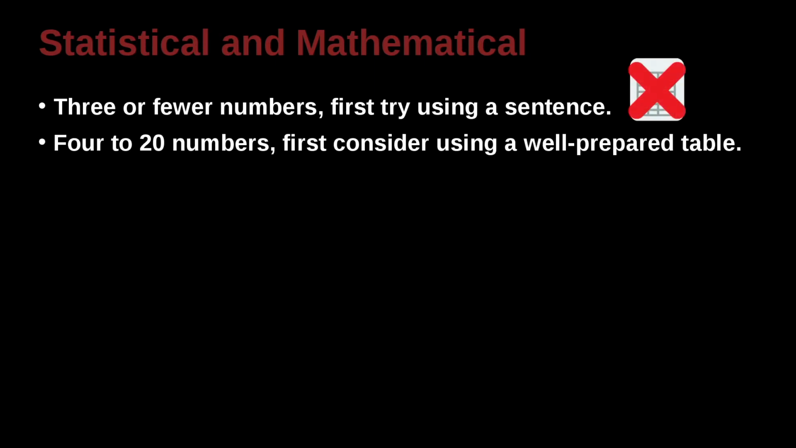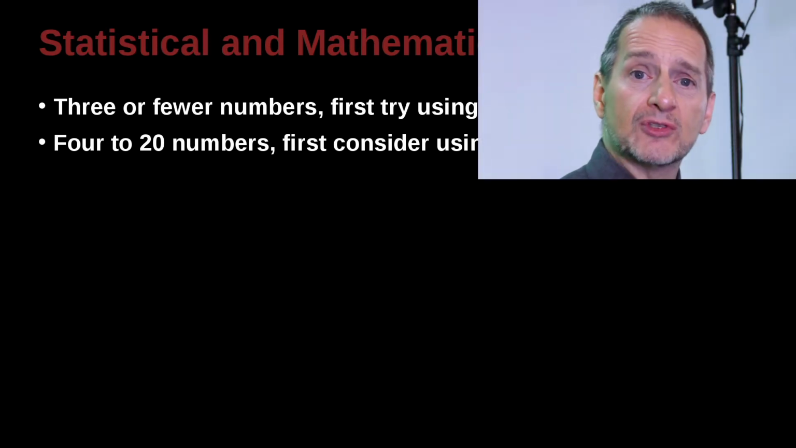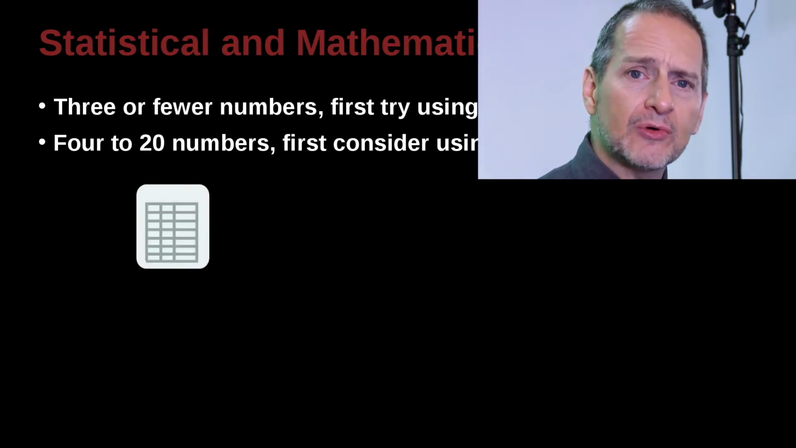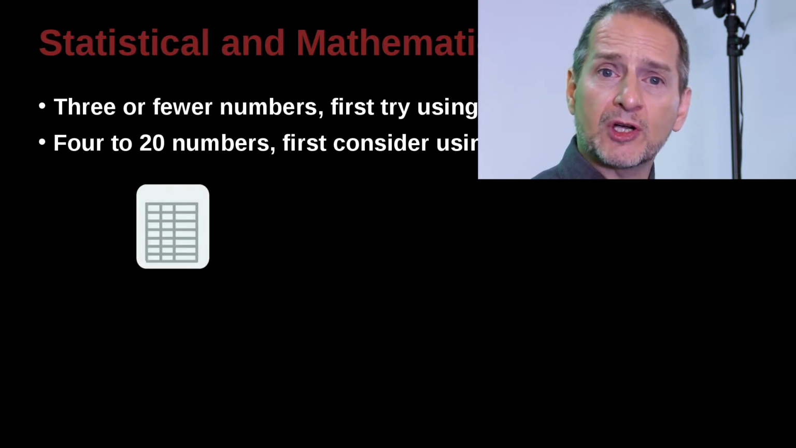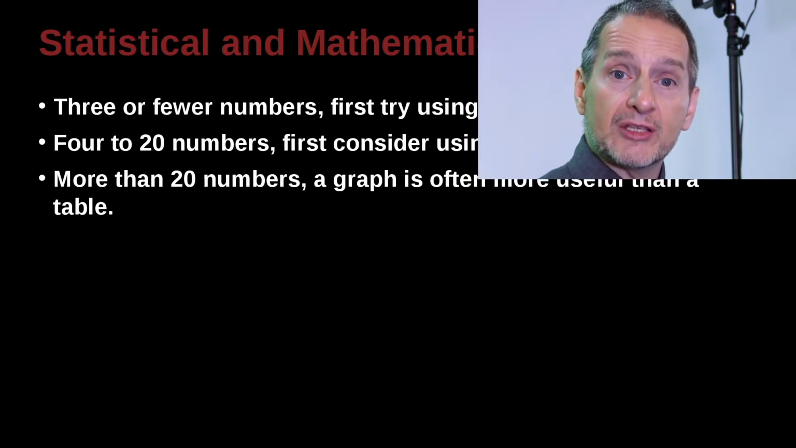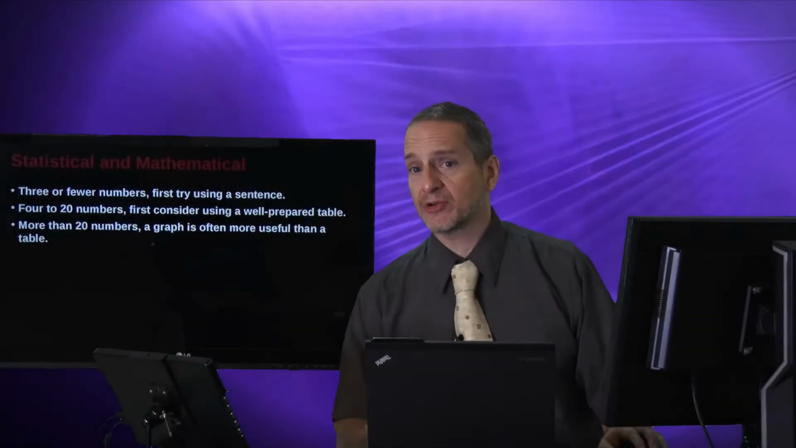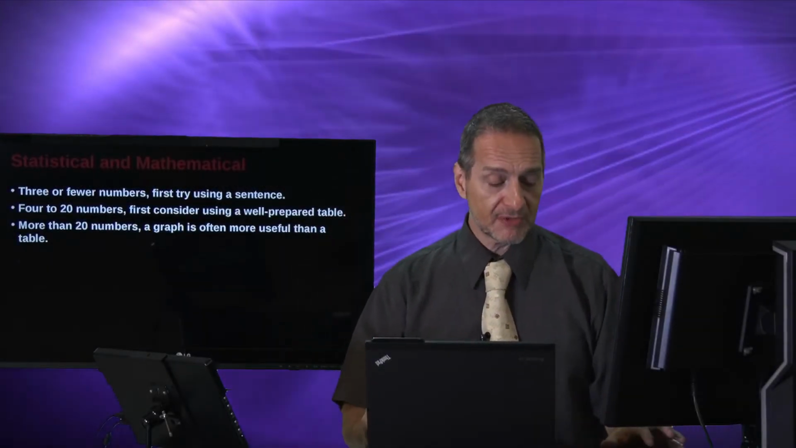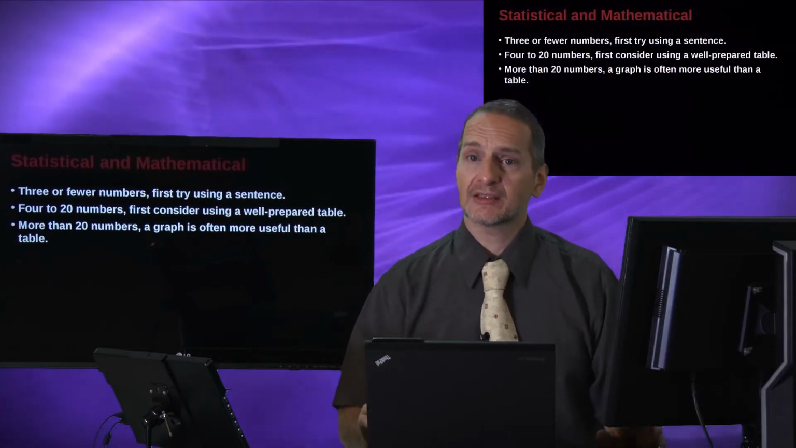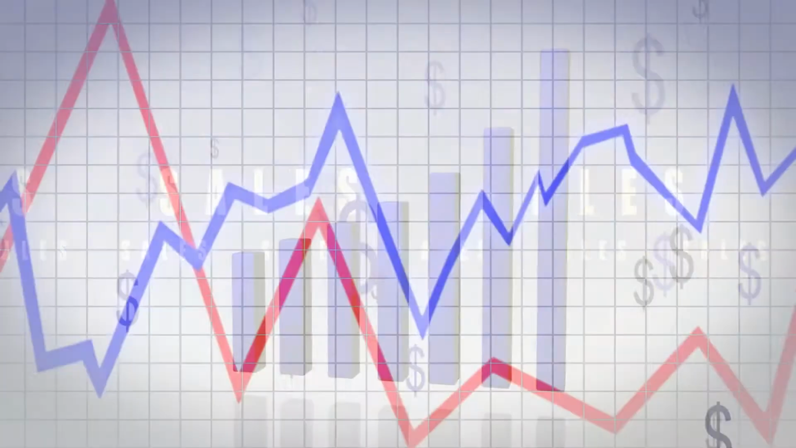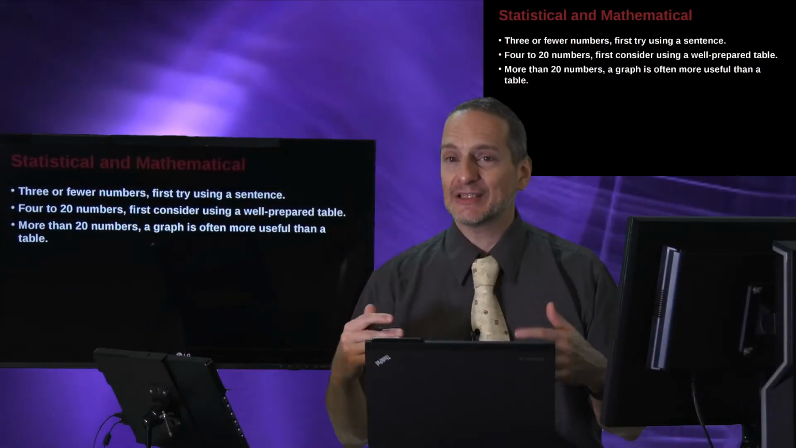If you have more than 3, that would be 4 to 20 numbers, then you probably want to use a table. That could be a simple table or a little bit more complicated table, which we'll talk about in the next unit, Unit 7. More than 20 numbers, then probably you're going to want to use a picture, a graphic. Now that graphic could be something very simple, such as a pie chart or a bar chart or a line chart. But in any case, use a graphic.